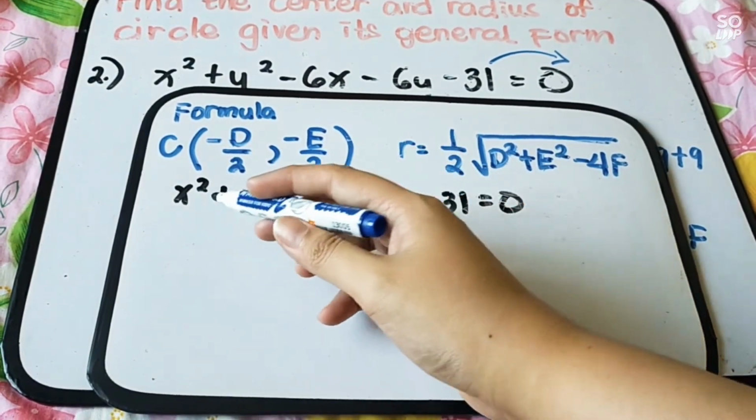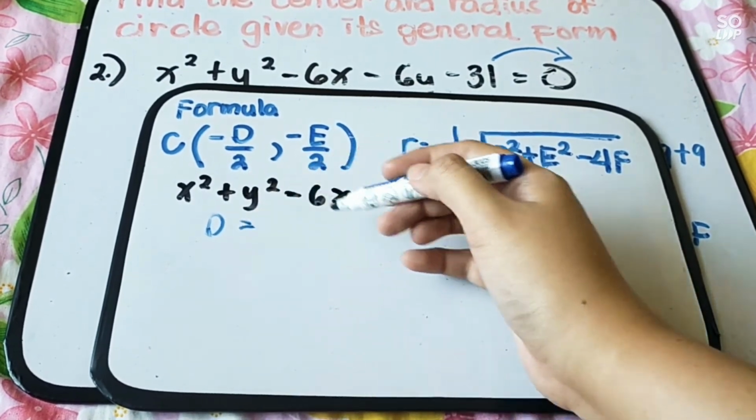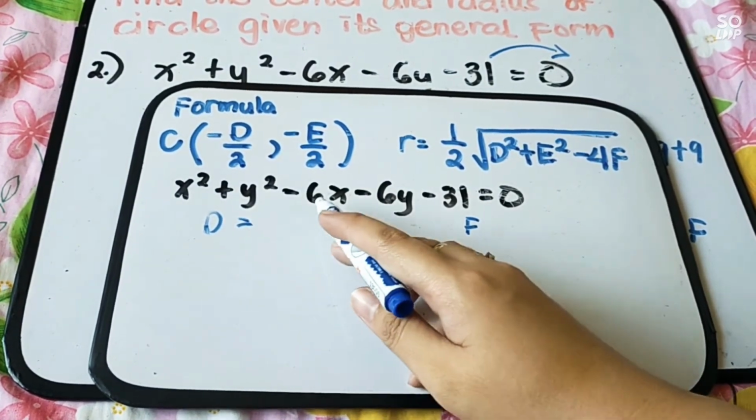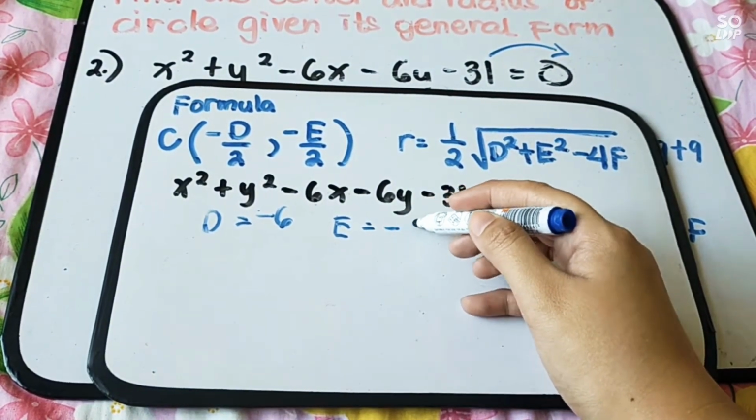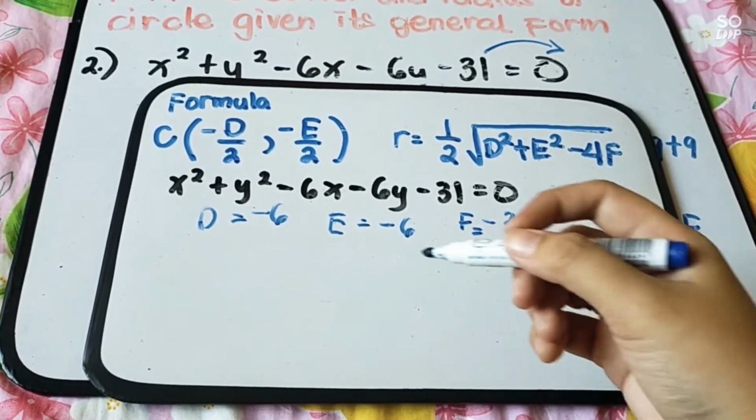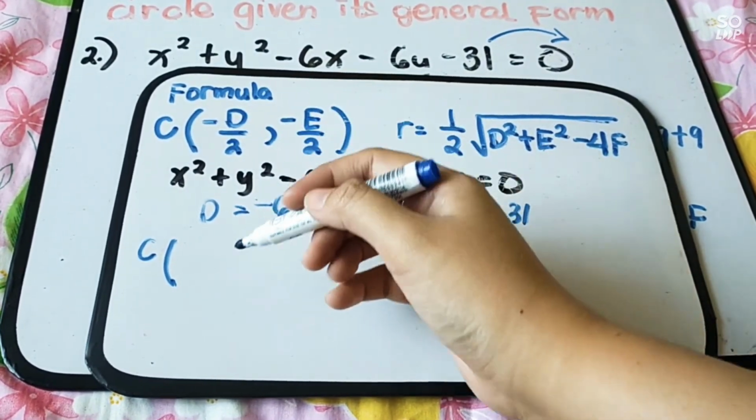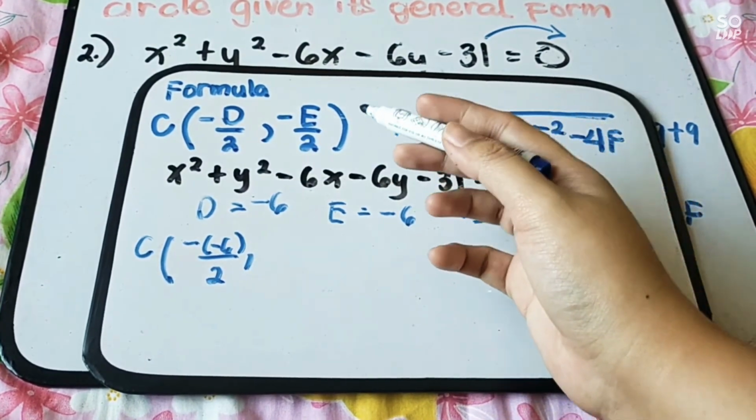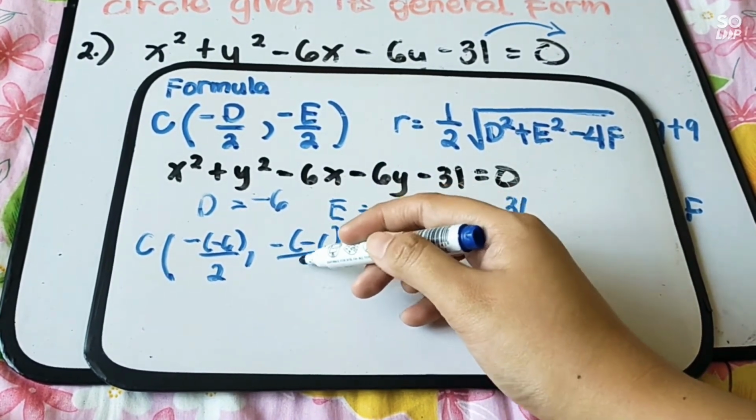Let's find D, E, and F. Your D here is yung katabi ni X, which is negative 6. Ang E mo, katabi ni Y, which is negative 6 ulit. Then, ang F mo, we have negative 31. Yan. Then, let us solve for the center. We have C. Then, ang D mo, we have negative times negative 6 divided by 2. Ang E mo, negative times negative 6 ulit divided by 2.